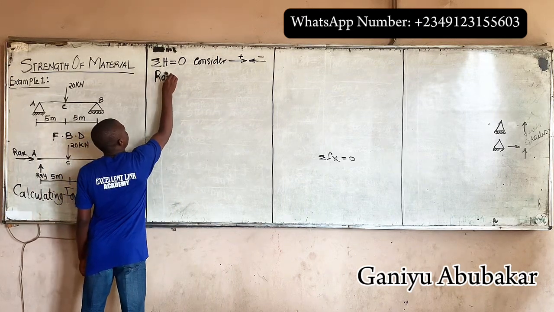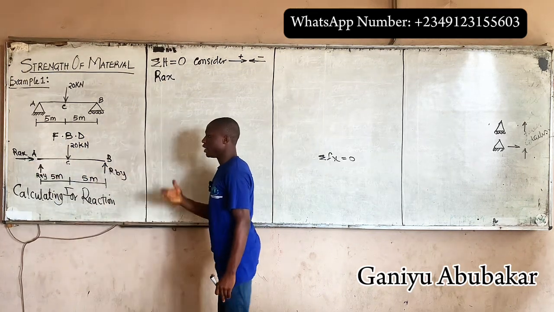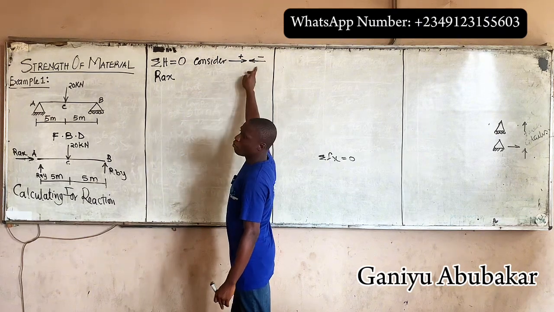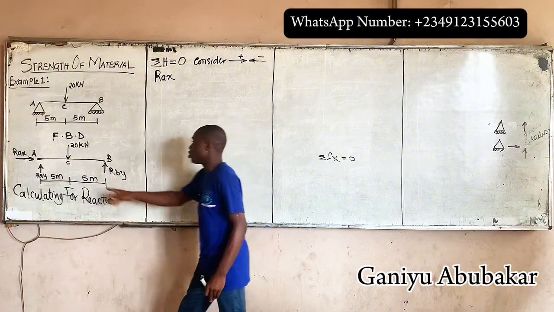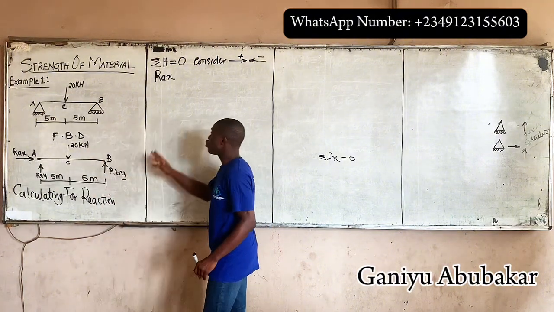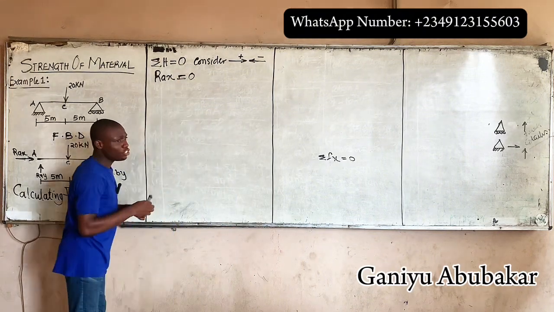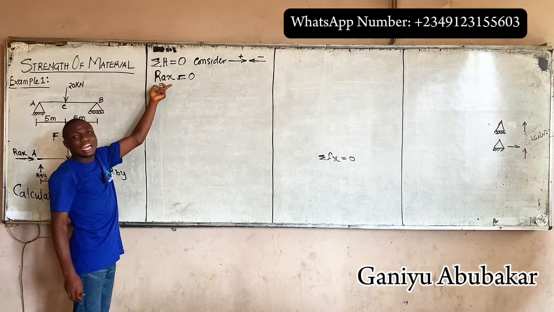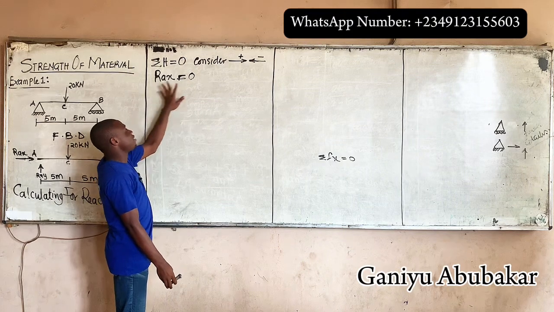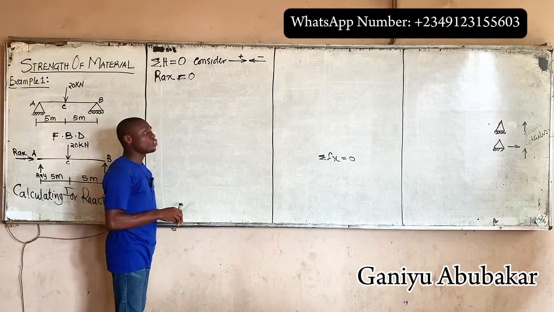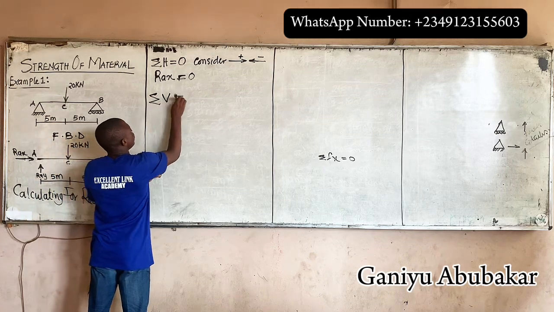RAX. Now, aside from RAX, which force again acts in this form on this structure? Observe that I'm seeing only one, which is just this RAX, nothing else in X. So it means that the summation of H is just only RAX, equal to 0. So it means that RAX is 0. That's it. So next up, the second condition says summation of V is equal to 0.